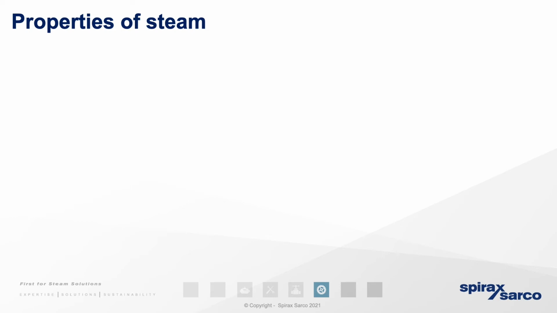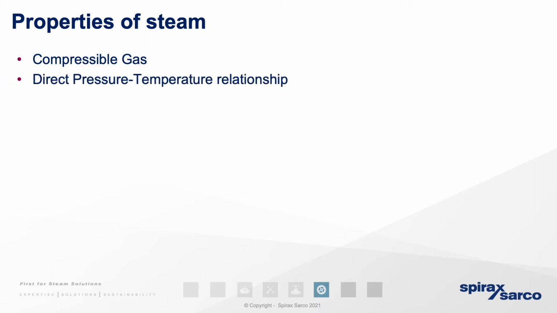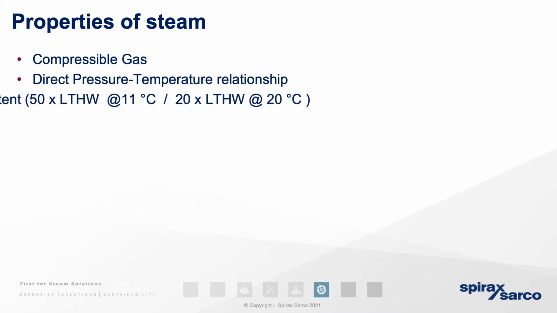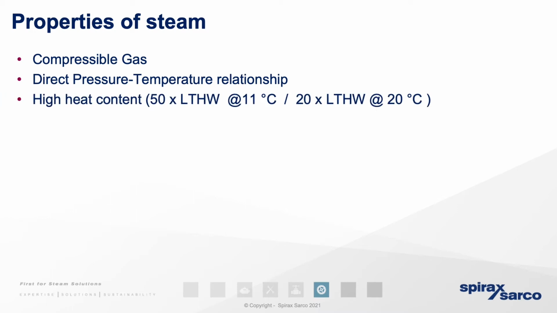Steam has some unique properties that bring significant advantages when we're utilising its thermal energy. Firstly, it's a compressible gas. That means we can generate and distribute steam under pressure and do so in a much smaller infrastructure than would otherwise be required by, for example, a liquid-based system such as hot water or thermal oil. Steam also possesses a direct relationship between pressure and temperature, as long as we maintain dry, saturated steam. In other words, we can control the temperature of the steam at the process through a simple two-port valve by regulating the pressure.